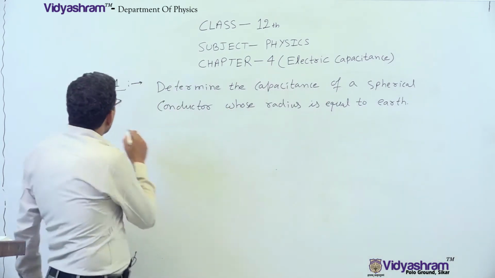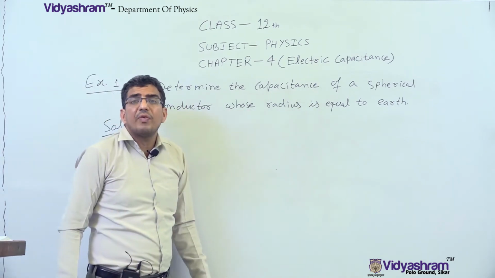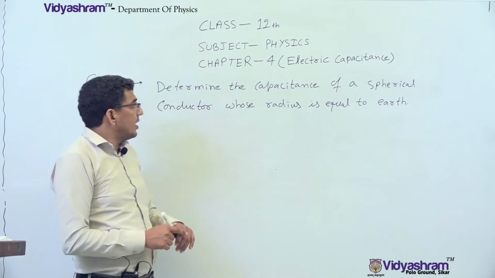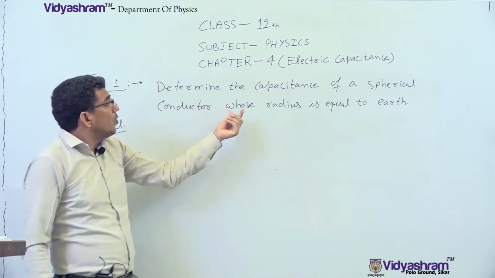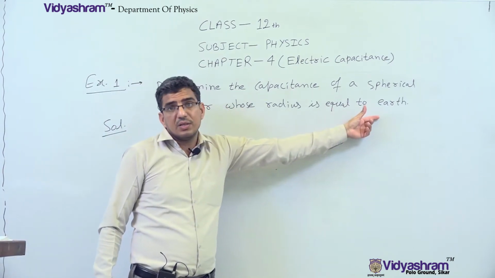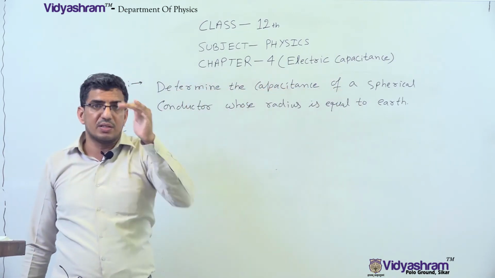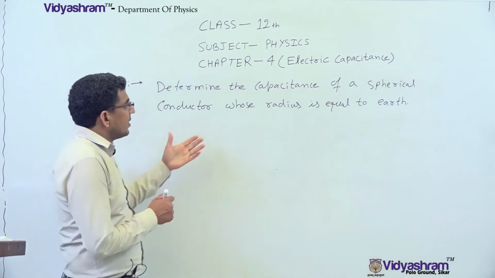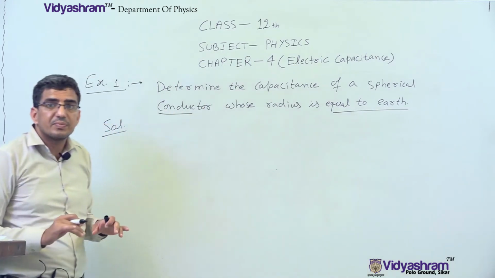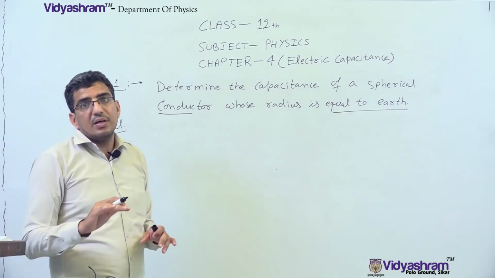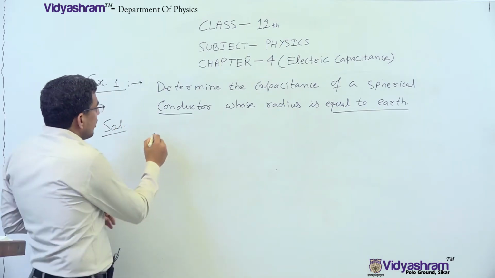Okay students, solution. We have to determine the capacitance of a spherical conductor whose radius is equal to the earth. Okay students, we have to remember the radius of earth. What is the radius of the earth?